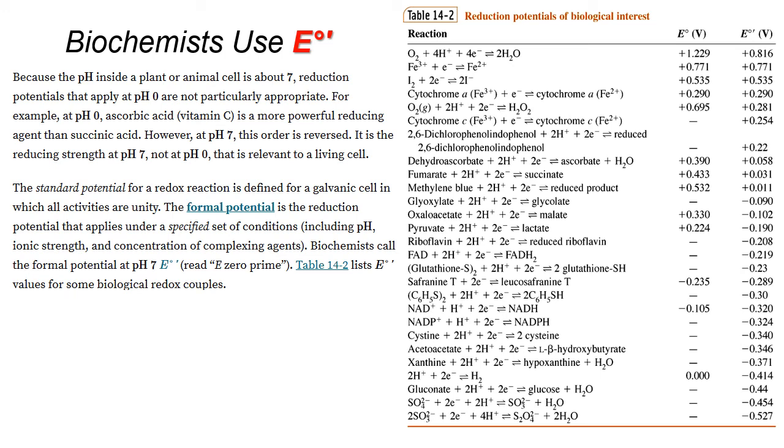Standard potential for a redox reaction is defined for a cell in which all activities are unity. Formal potential is the reduction potential that applies for a specified set of conditions, say pH, different ionic strengths, some concentration of complexing agent. Biochemists call this formal potential at pH 7 E0 prime. In this table, we can see E0 primes for some important biological couples.